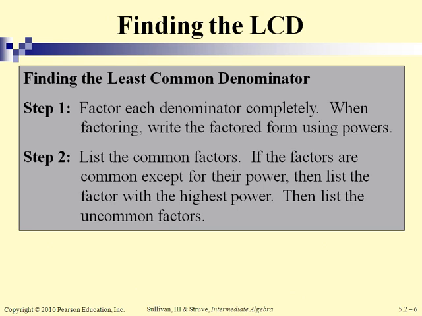But how do you find it? How do you find the least common denominator? This is something you learn in pre-algebra, so I'm going to go over the steps again. Can you tell me what you do first? You factor each denominator. Okay? And then when you factor it, you would like to write in exponential form. And then you list all the common factors. If the factors are common except for their power, then list the factor with the highest power. That will be your least common denominator. For example, I'm going to put in one example here.